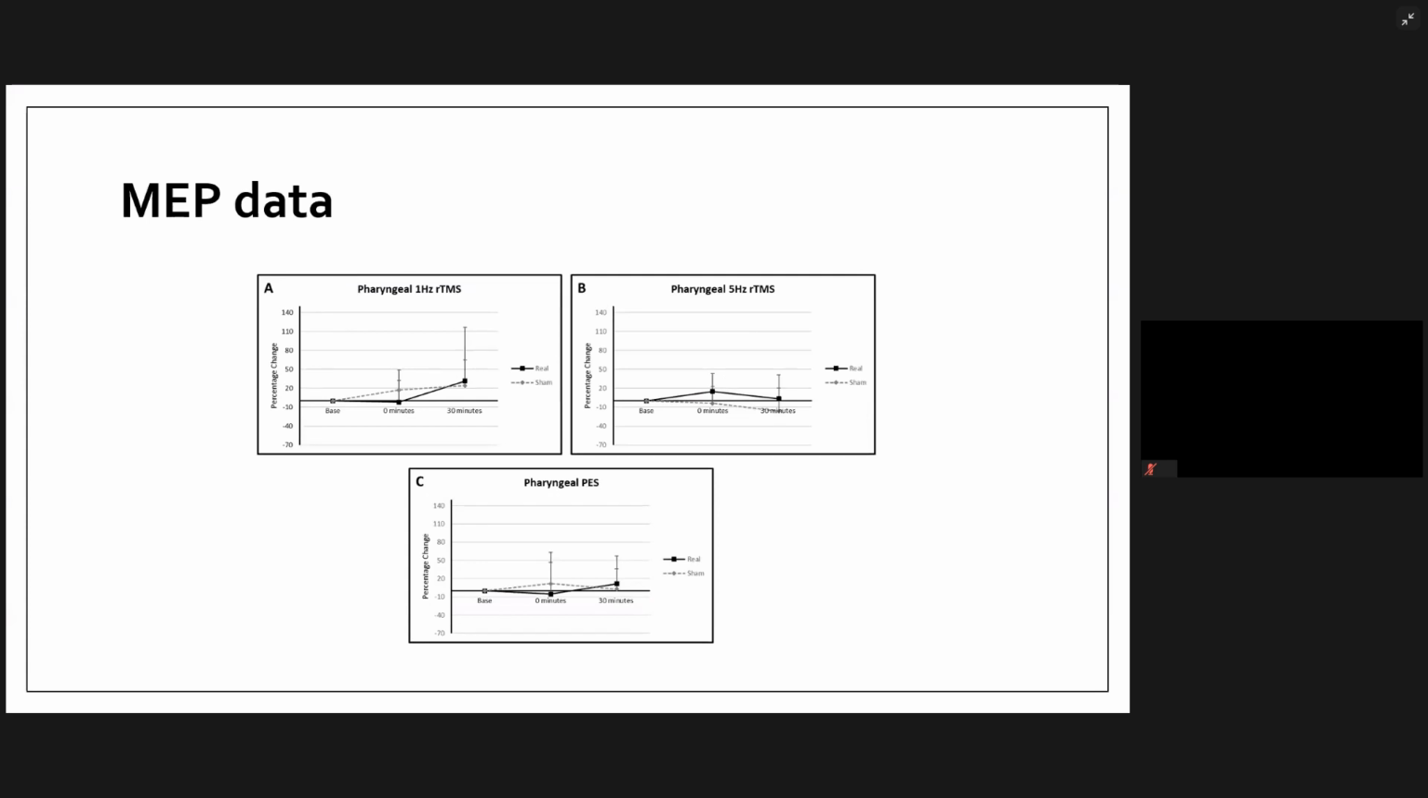The picture for the motor evoked potential or cortical activity data was more mixed, and we think was reflective of the small numbers in each group. However, you can see that some separation was beginning to emerge.